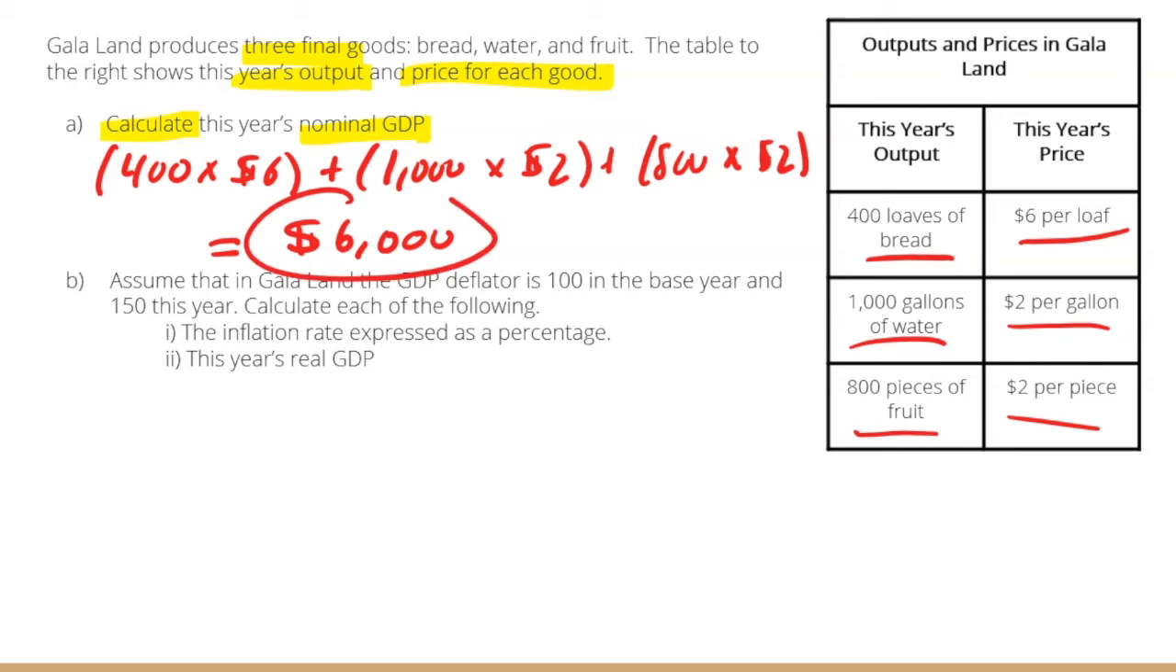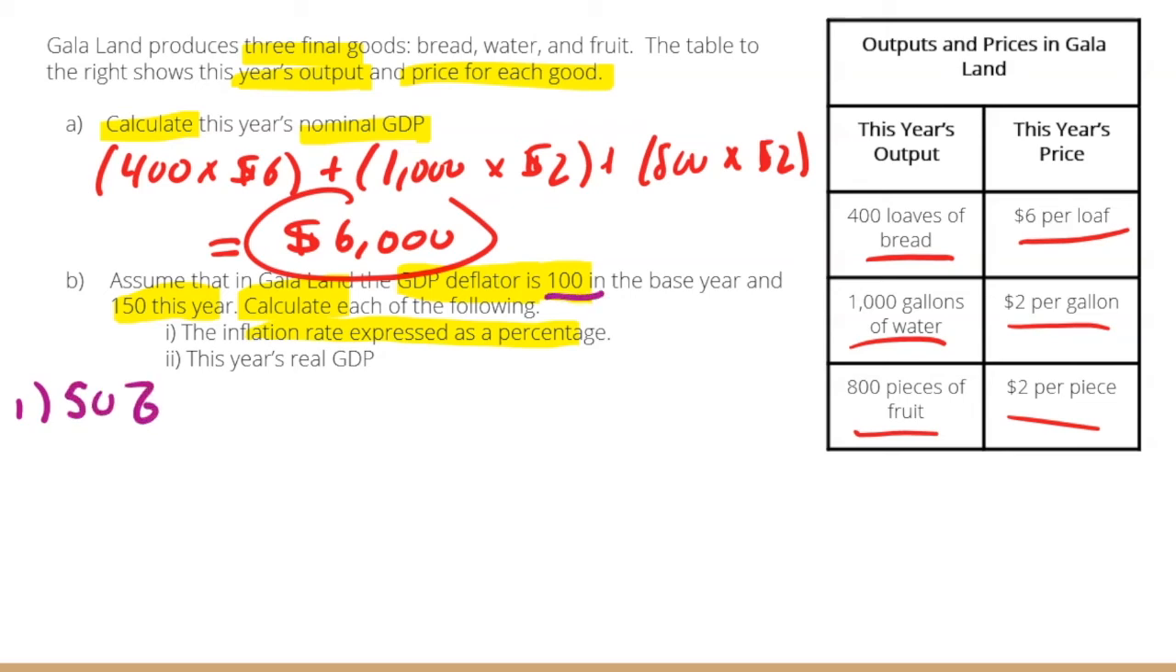All right, so part 2, or part B. Assume that in Galaland, the GDP deflator is 100 in the base year and 150 this year. Calculate each of the following. Part 1 asks for the inflation rate expressed as a percentage. Well, 1 should be easy, right? It should just be 50%, right?